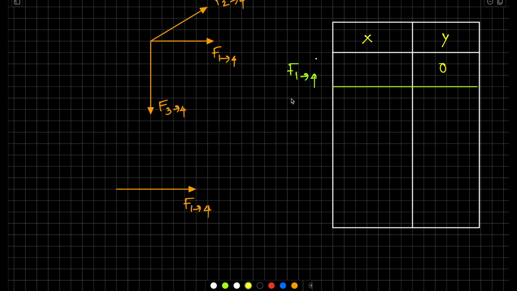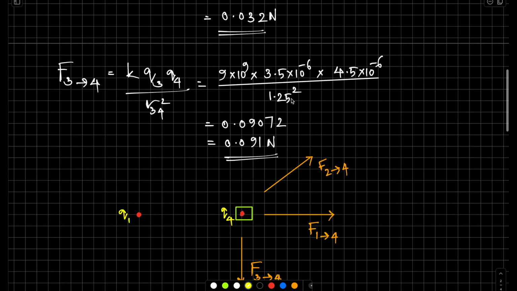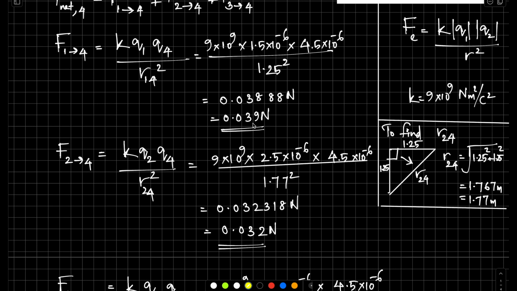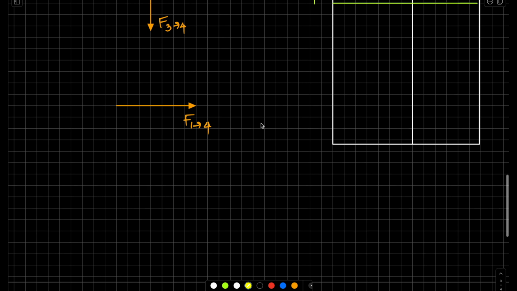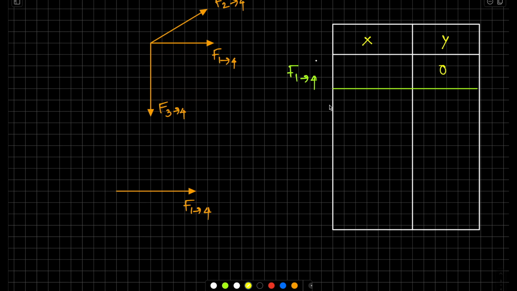You don't need to calculate it, okay? So what is F1 on 4? 0.039 newtons, right? So F1 on 4 will be 0.039 newtons. I didn't solve it because the y component is 0. So the whole vector F1 on 4 is just the x component, 0.039.